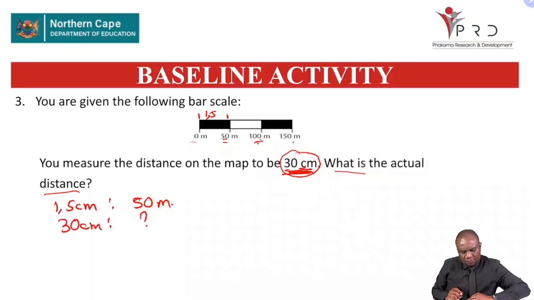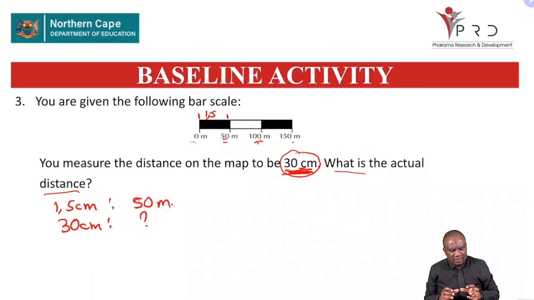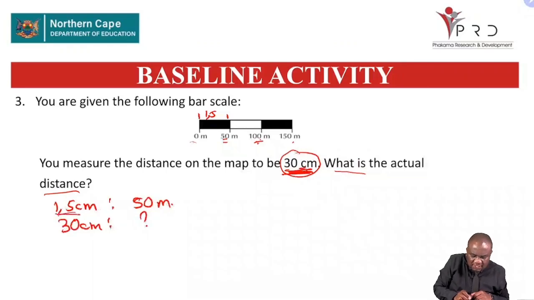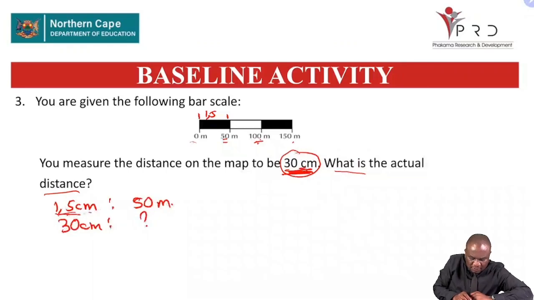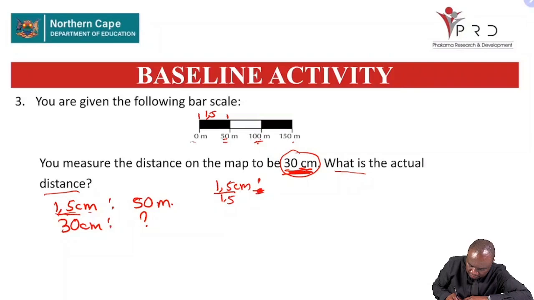What is it? We don't know. 1,5 centimeters is 50 meters. So what about 30 centimeters? It becomes a bit difficult, isn't it? Because we don't know what 1 centimeter will be. So how do we get 1 centimeter? We have to divide both sides by 1,5. So it becomes 1,5 centimeters divided by 1,5 is equal to, or is to, 50 meters divided by 1,5. Okay, then meaning 1 centimeter is to 50 over 1,5.